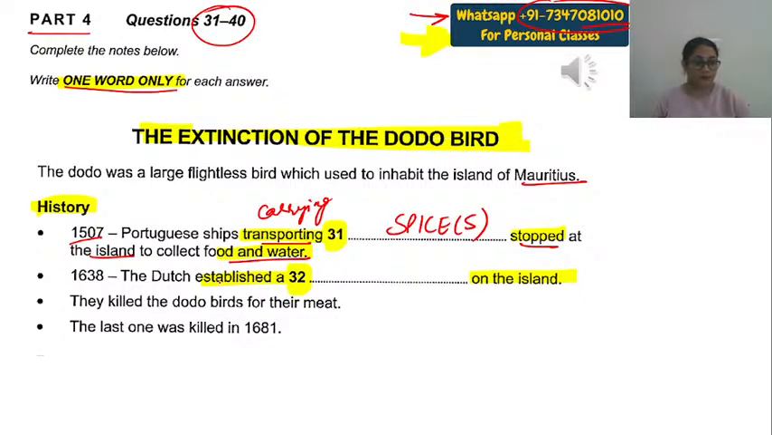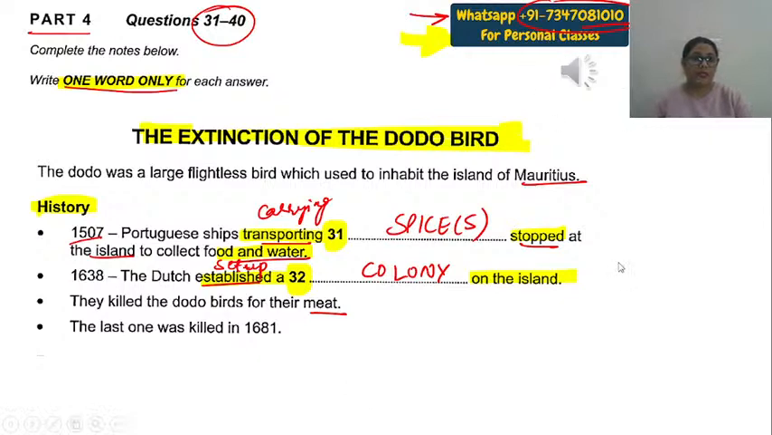However, in 1638, the Dutch arrived and set up a colony there. These first human inhabitants of the island found the dodo birds a convenient source of meat, although not everyone liked the taste. It's hard to get an accurate description of what the dodo actually looked like.